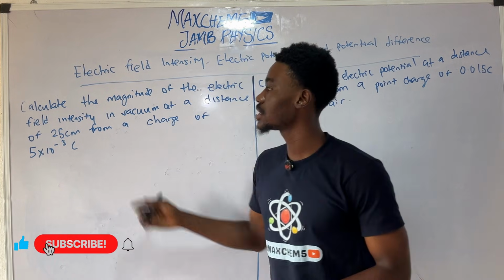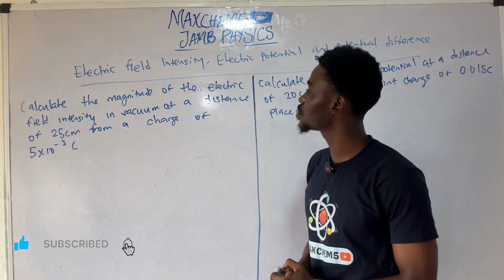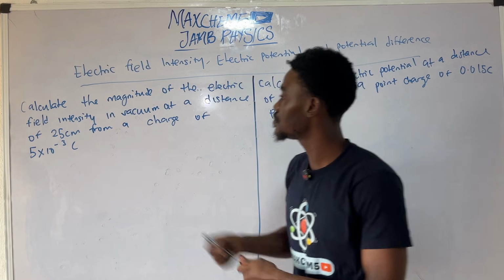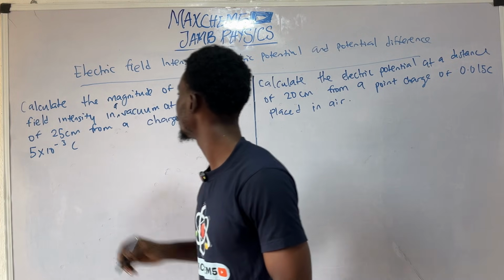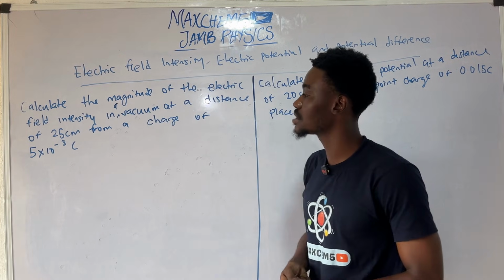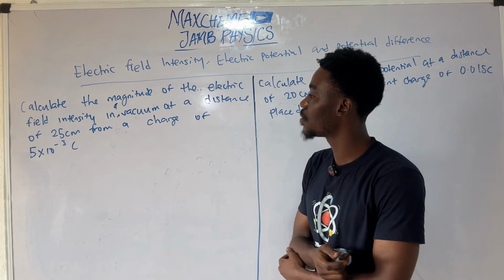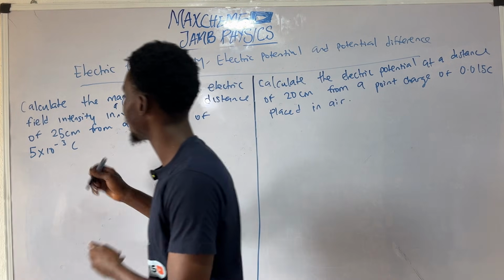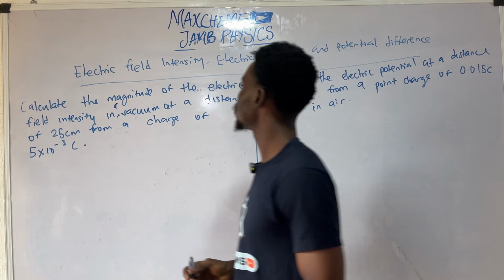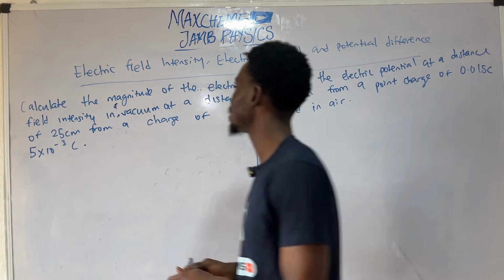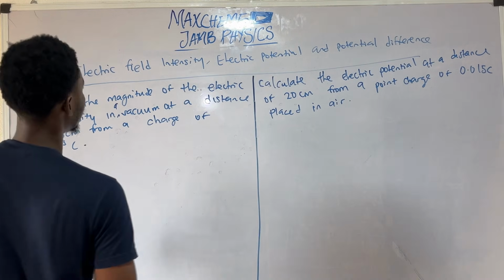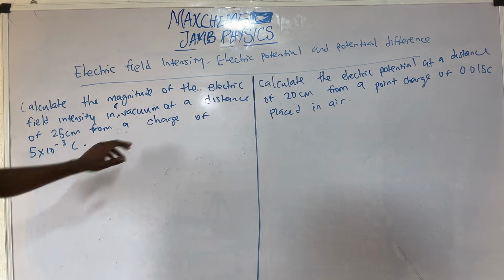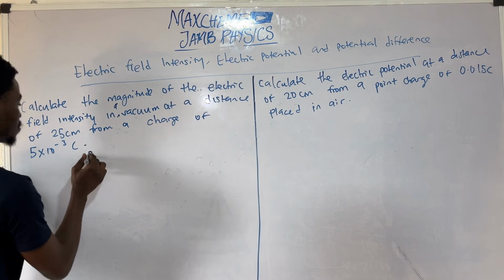So here I have a question that says, calculate the magnitude of the electric field intensity in a vacuum at a distance of 25 centimeter from a charge of 5 times 10 to the power minus 3 coulombs. So here we have a magnitude of electric field intensity in a vacuum at a distance of... So, solution.